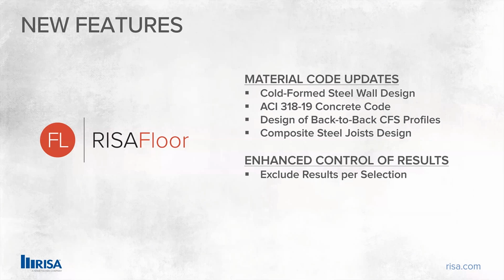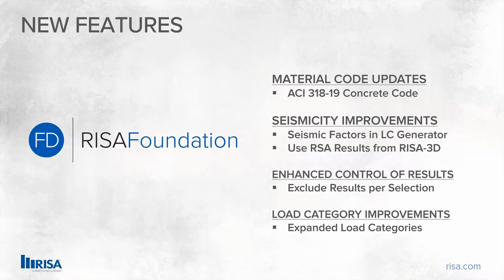That is an enhanced control of results in both RISA Floor and RISA Foundation. So as I mentioned, RISA Foundation, again, ACI 318-19 concrete code updates. We did add some improvements for seismicity, specifically the ability to add these seismic factors in the load combination generator, so to add your redundancies, your omega factors, your vertical distribution factors, but also being able to pull the RSA results, those response spectra analysis results, from RISA 3D into a RISA Foundation model, which is something you couldn't do before.